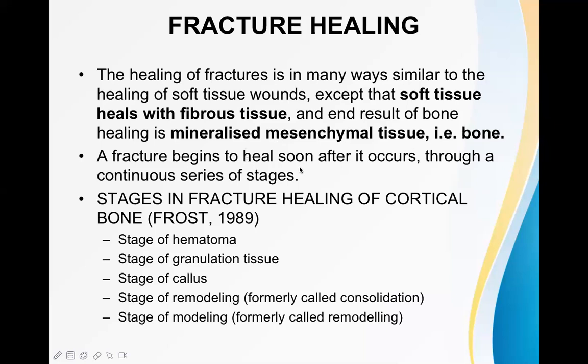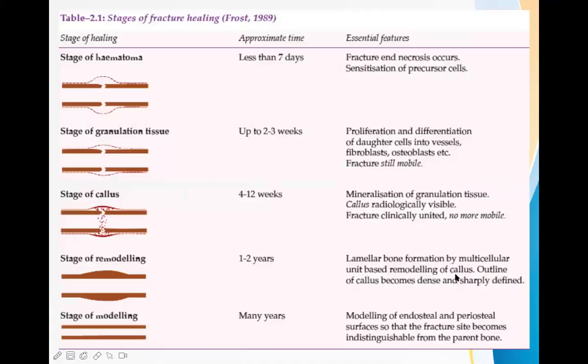Now, a fracture begins to heal soon after it occurs, and it occurs through a continuous series of stages, which we discussed in the last class. Those stages are stage of hematoma, stage of granulation tissue formation, stage of callus. In some of the books, the granulation tissue is also written as pre-callus. Then stage of callus, stage of remodeling, and stage of modeling. So these are the different stages. Let's elaborate on them. Let's revise a bit, then we move further.